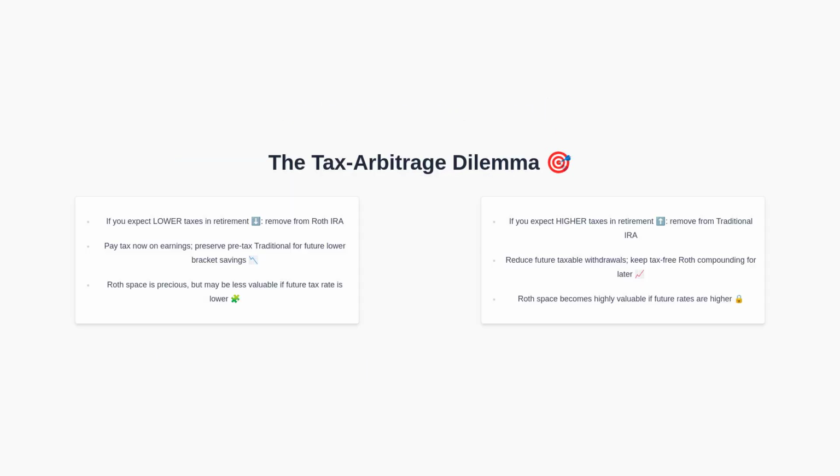This comparison frames the tax arbitrage decision. If you expect your tax rate to be lower in retirement, removing the excess from the Roth can make sense because your traditional IRA contributions may be more tax efficient in the future. Conversely, if you expect higher tax rates in retirement, removing the excess from the traditional IRA preserves Roth growth and the benefit of future tax-free withdrawals. Ultimately, the correct choice depends on your expected future tax rate, time horizon, and overall financial plan.